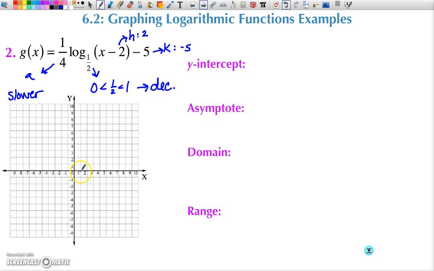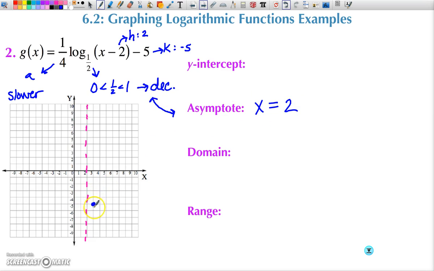Okay, so our starting point normally is at 1, 0 for these graphs, but our h says to shift it to the right 2, so we go over 2 and then down 5. So we go down 5 and right here is going to be our starting point. Now remember that this h value is also your asymptote, so x equals 2. So we're going to go ahead and put in a vertical dotted line to show that this is our asymptote.